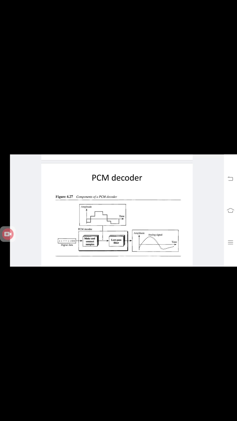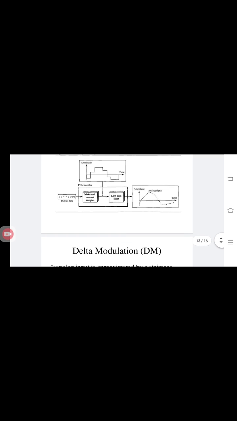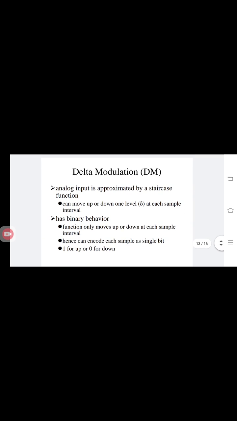Okay, in the PCM decoder, the main component is the low pass filter. So these are all about pulse code modulation.